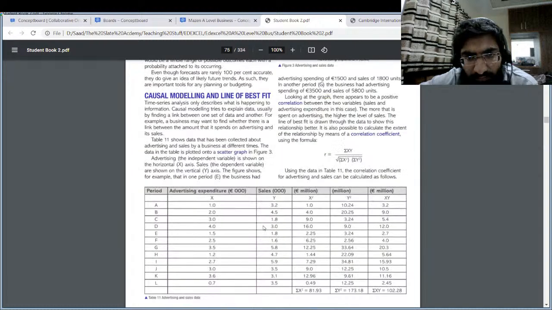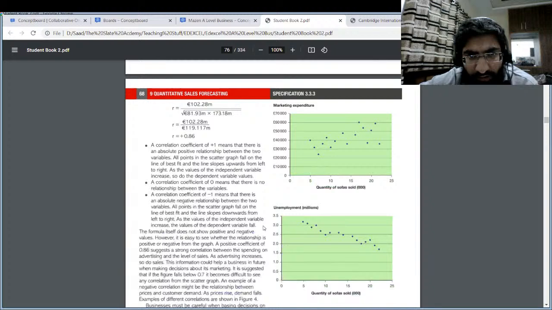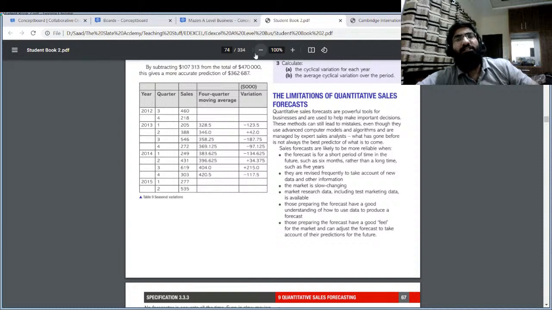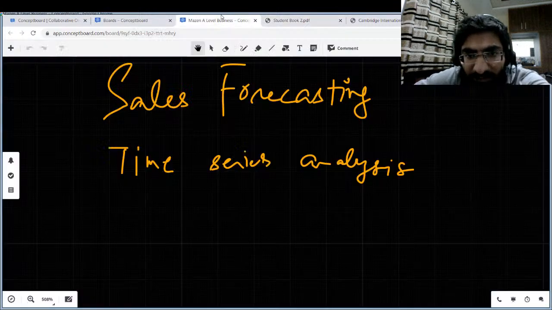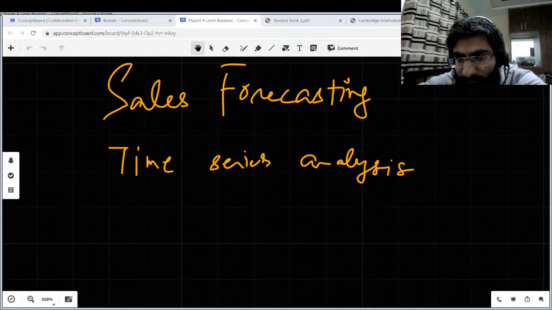There is this correlation and then there is qualitative forecasting. What are the limits of this sales analysis or sales forecasting if we go by this way? What are the shortcomings in this analysis? It needs to be updated very often. All right, so the first thing is that, yes, it needs to be updated often. If you don't update it, what would happen?